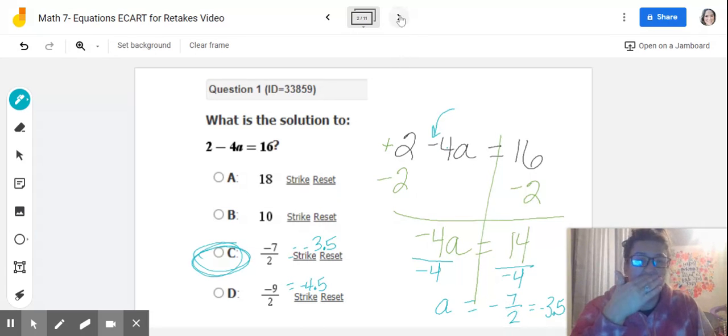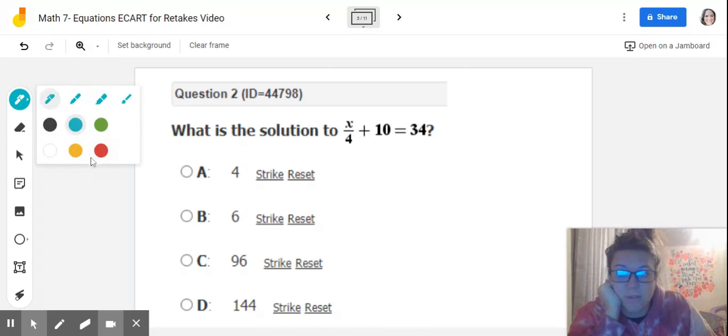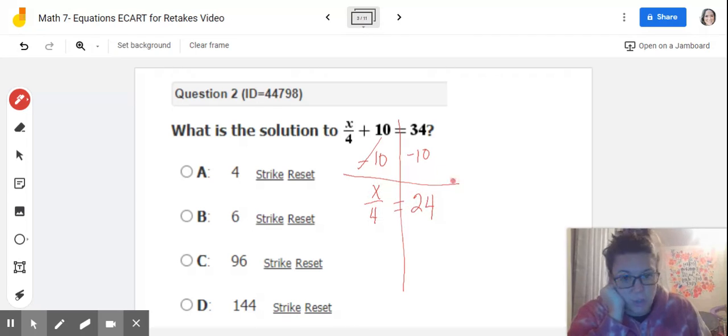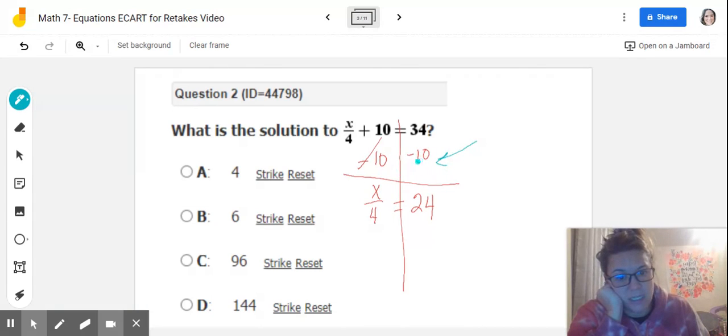All right, question 2. All right, so this one, get rid of the plus 10 first because we're doing reverse order of operations. So I'm going to subtract 10 on both sides of the equal sign. And that leaves me with x over 4 on this side and 24 on this side. Do you have to have all of this on your workspace paper to get credit? Yes. This is showing the work. This is what we need to see. I also need to see this part.